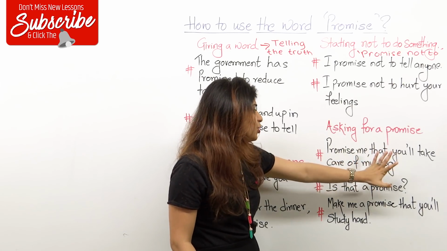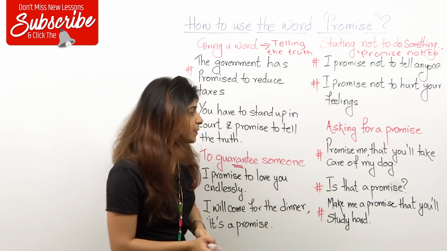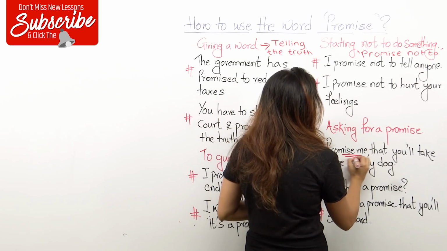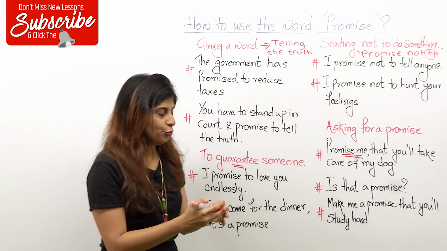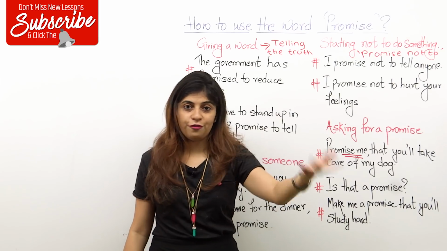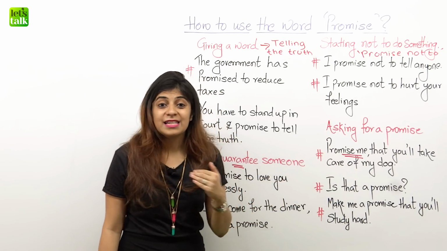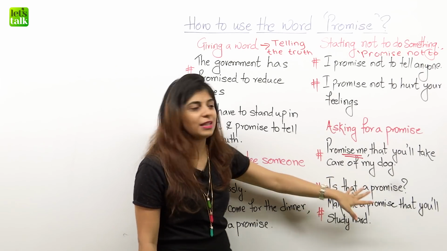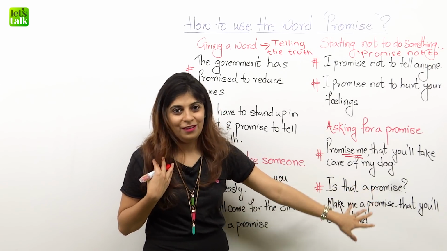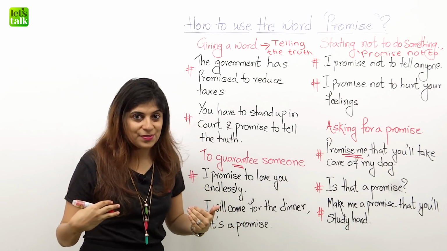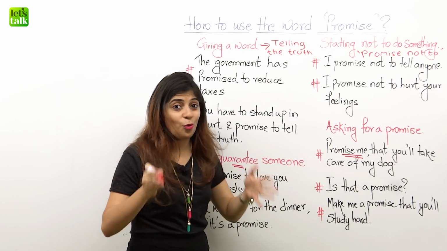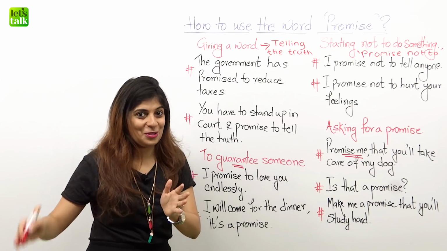Promise me that you will take care of my dog. So probably you're going away for a couple of days and you are handing over your dog to your friend or to your neighbor. Well, then you can ask for a promise that, hey, promise me that you'll take care of my dog. So you're asking for a promise. You are making sure that she takes care of your dog.